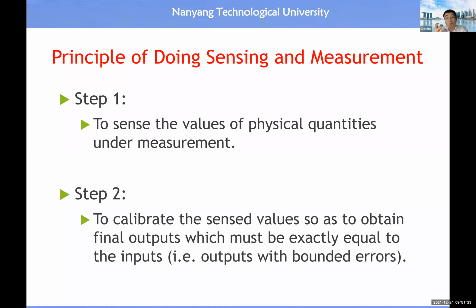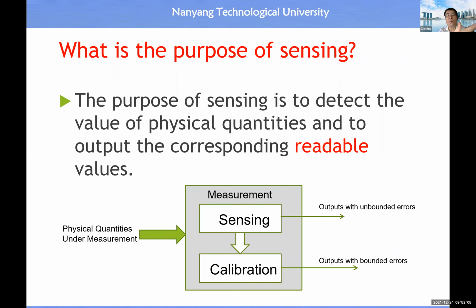Then what should be the principle for us to follow in order to design an automatic sensor? Basically, there are 2 steps, okay? One is to do the sensing, to convert the value of a physical quantity into a computer readable value, right? Second step is to calibrate the sensor so that the output value is exactly equal to the input value of the physical quantity. So you see, these are the 2 steps. Conceptually, they are very simple. First, convert the value of a physical quantity into a computer readable value. Second step is to make the computer readable value exactly equal to the value of the quantity on the measurement, right?